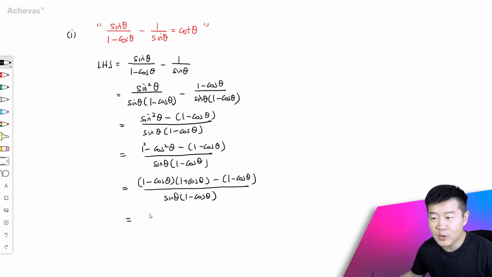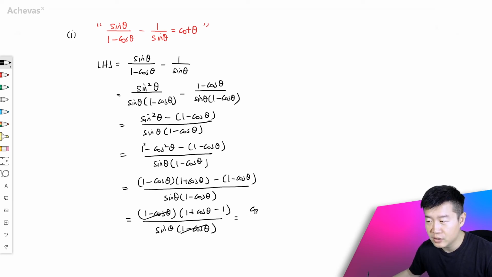We can now factorize out 1 minus cosine theta, since this is the common expression for this term and this term, which will then leave us with a 1 plus cosine theta minus 1. So this divided by sine theta (1 minus cosine theta). And 1 minus cosine theta in the numerator and the denominator can be cancelled. And in the numerator now we are going to be left with 1 minus 1 plus cosine theta, divided by sine theta. And this is cotangent theta, which is the right hand side.